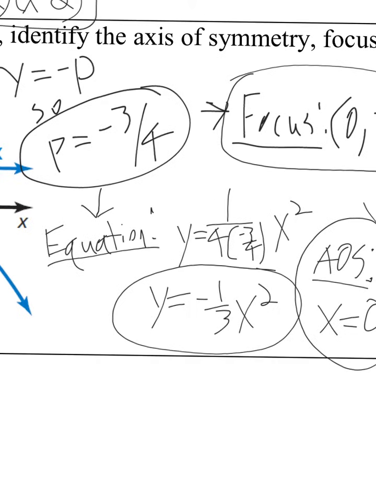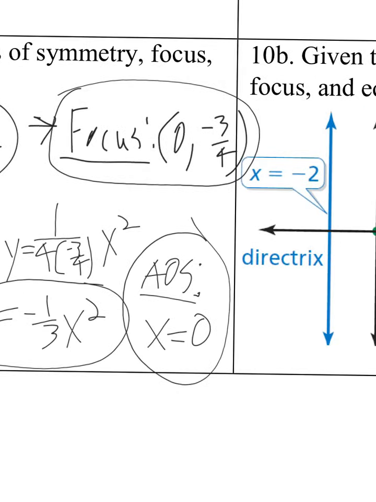And the equation is 1 over 4p times x squared. So I plugged in negative 3 over 4, and that got me negative 1/3. And so that's my equation. And since it was a y equals equation, the axis of symmetry is x equals 0.